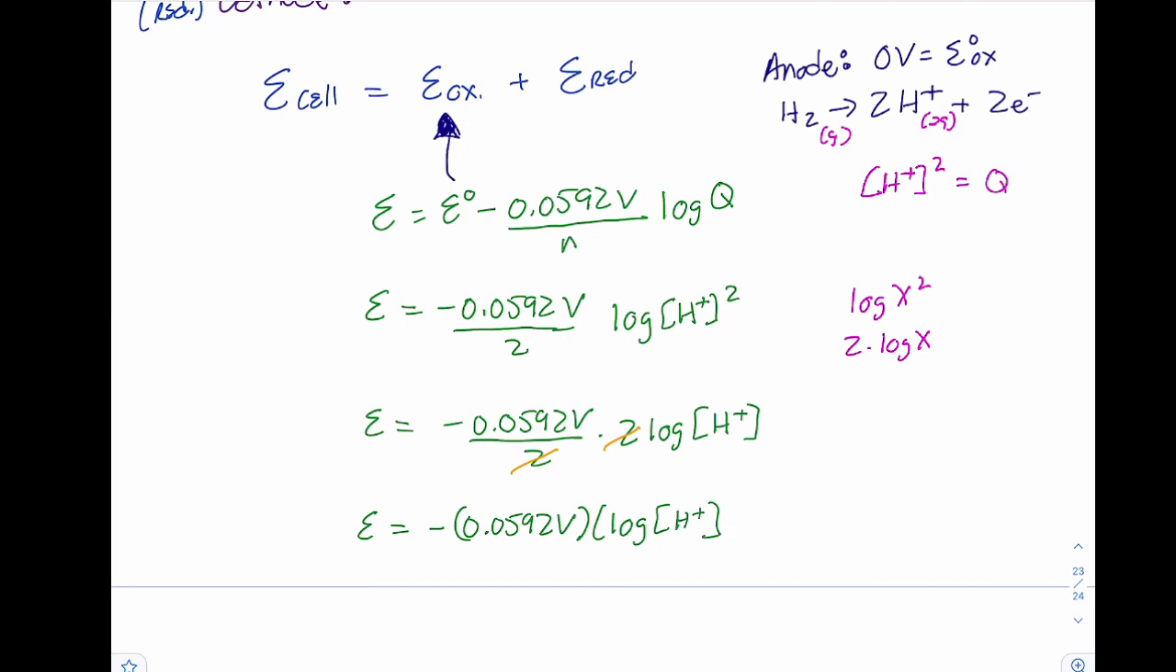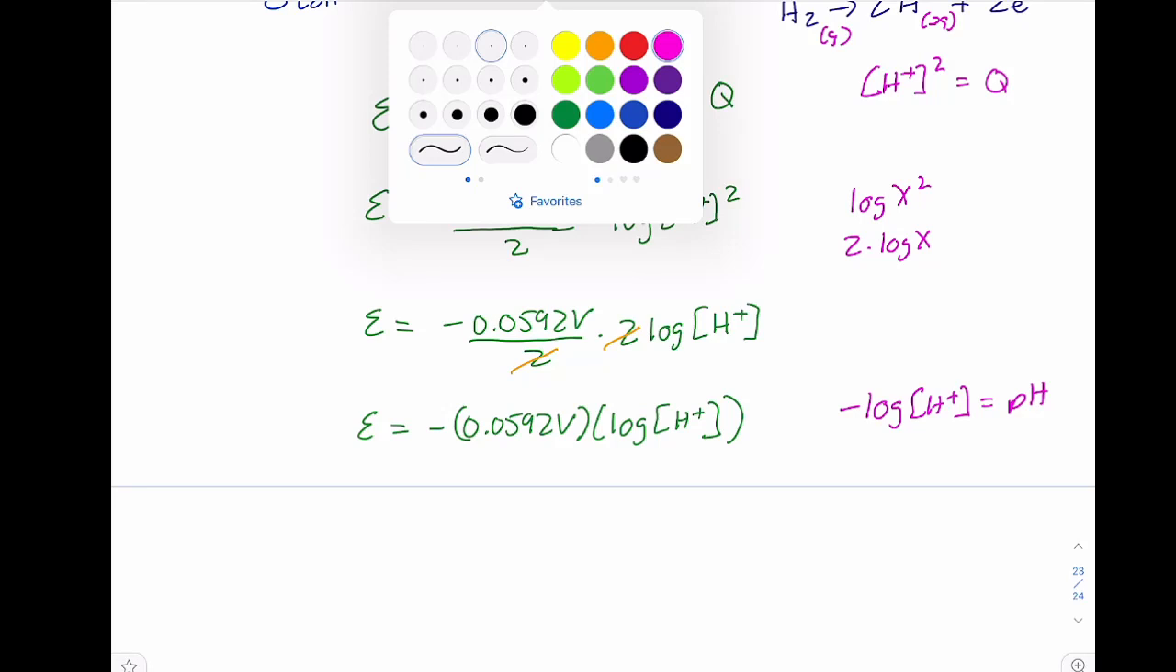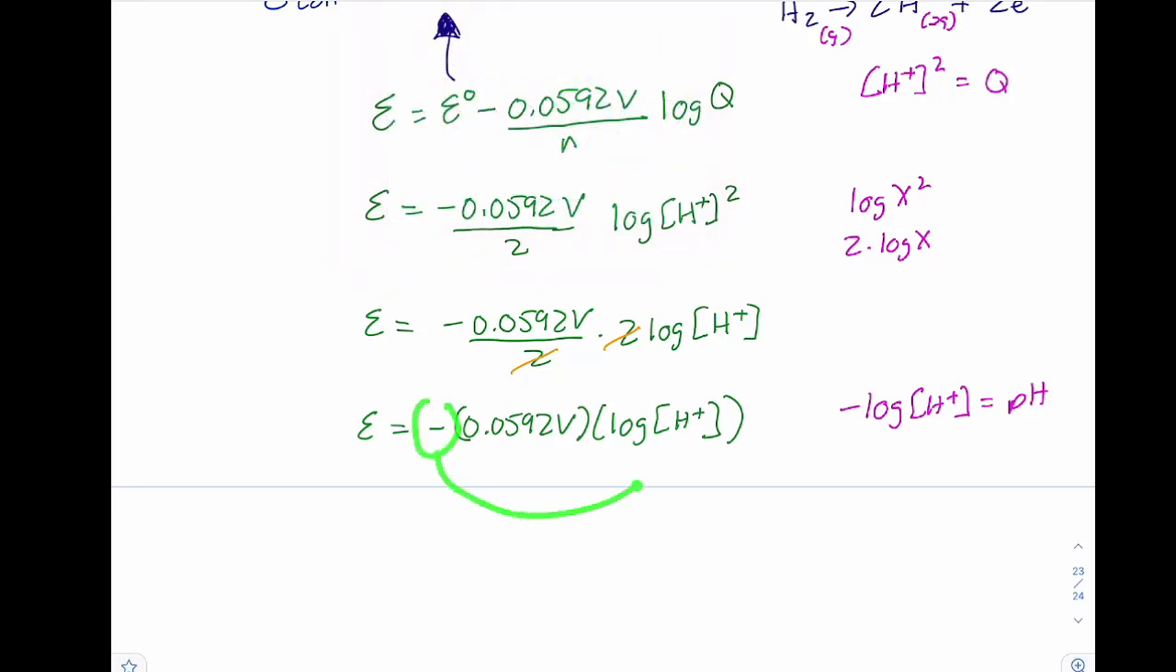And then I'm going to redistribute that negative sign a little bit differently. I'm going to move it, and mathematically, right, this is fine, as long as the negative is somewhere over here, I'm going to move it here, right? When I do that, I end up with the negative log of hydronium ions, which is equal to pH. So I'm again going to move this negative over, which is going to make this equal to pH. I'm going to substitute pH in then.